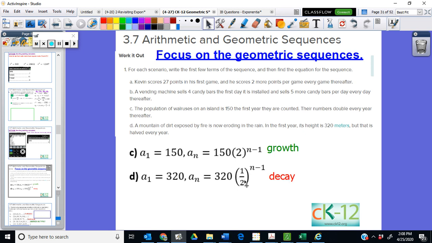It is going down. Now, these multipliers are easily found by looking at the information. Here we see that word double. And so that's why we see growth and we're at 2. And then similarly, it says that the height of it is half. And so that's why the constant multiplier is half.